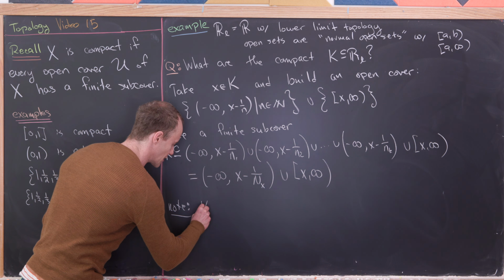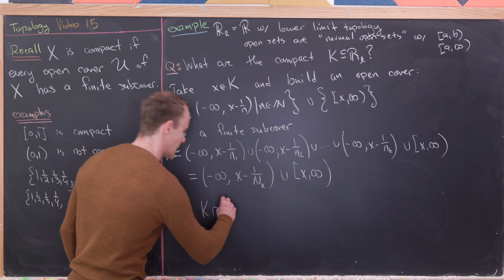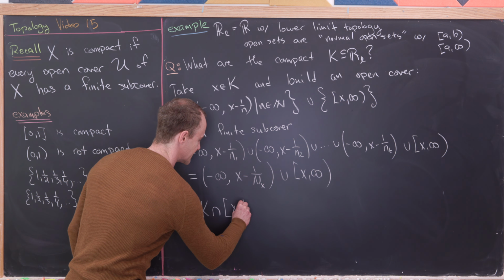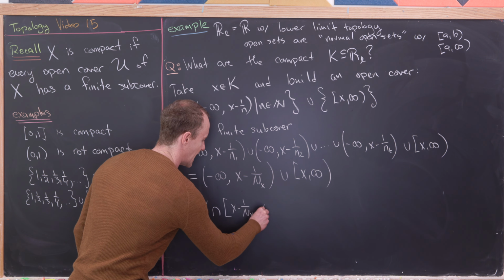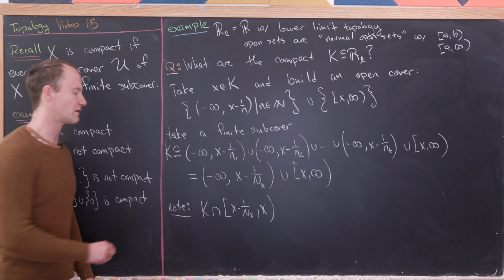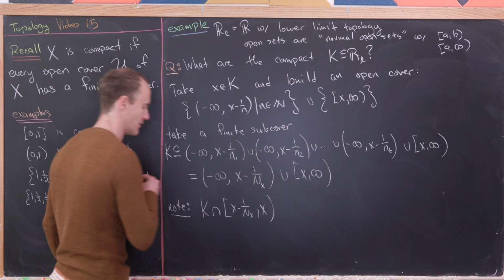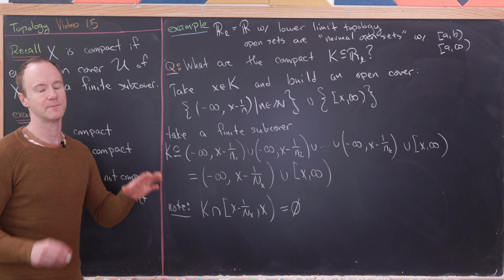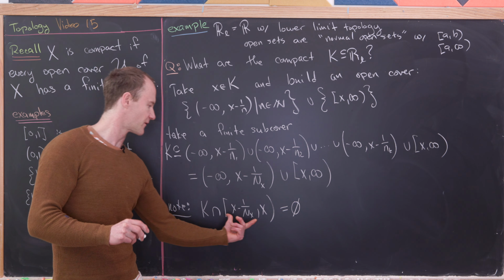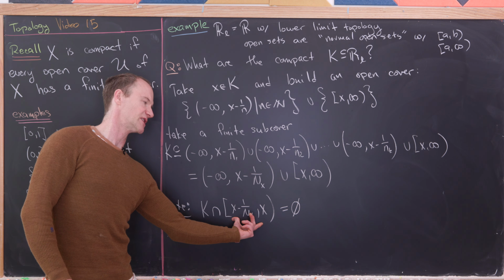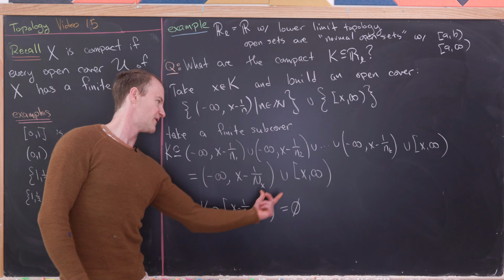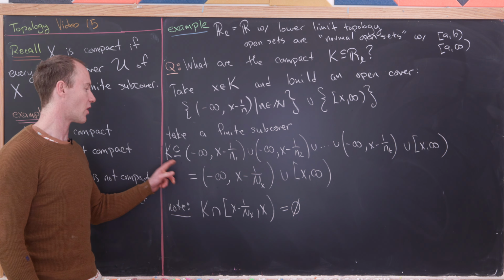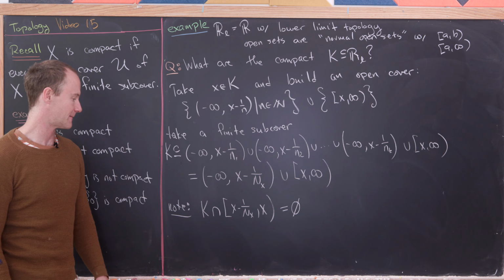So let's write that here. We have K intersected with this interval starting at x minus 1 over n sub x and ending at x, including the lower limit but not the upper limit. So this intersection is empty. And again, just to be really careful, that's because this interval right here fits exactly in between these two pieces, which we have argued contain K.